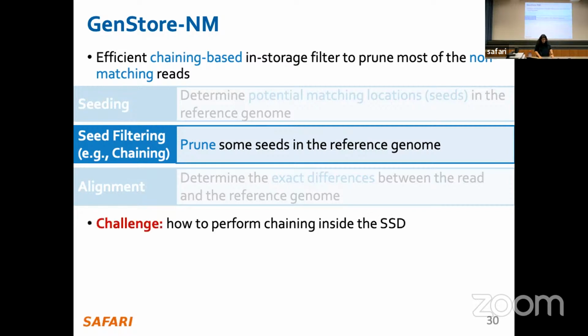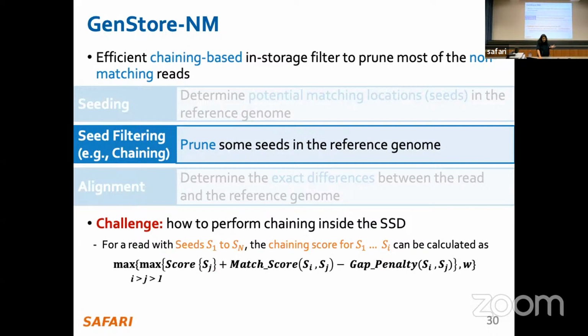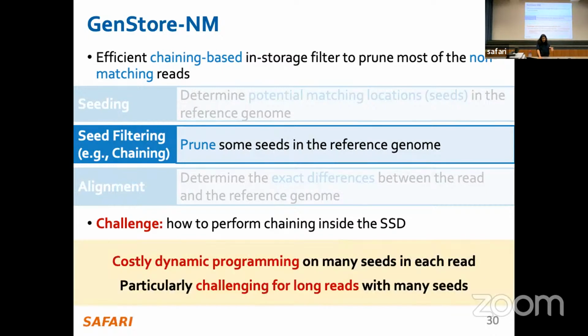But calculating this chaining score inside the SSD can be challenging, because finding the best chaining score requires performing many iterations of a dynamic programming algorithm for all seeds within a read. And that can be costly because we need to perform it on many seeds per read, particularly long reads that have many seeds, up to millions. So that would require a lot of buffer space inside the SSD, and in order to keep up with the throughput that we want, we need a lot of concurrent hardware resources. So that would incur a lot of area cost.